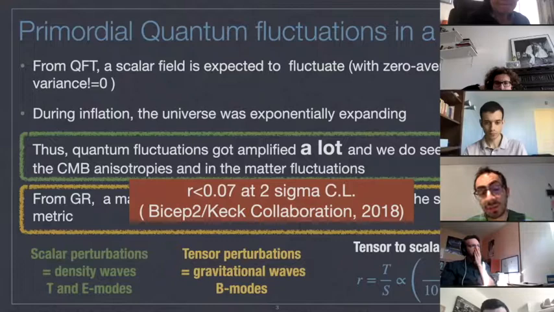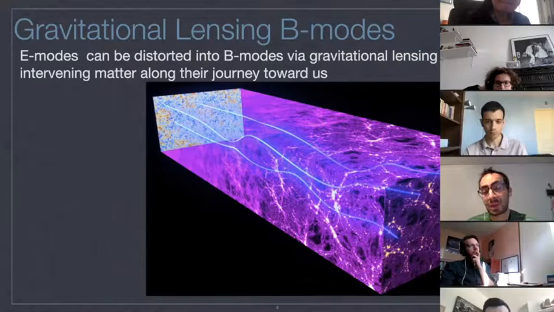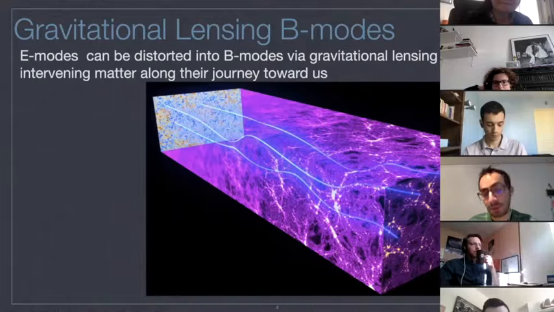At smaller angular scales, let's say the arcminute scale, there are also E modes that are distorted into B modes via gravitational lensing by intervening matter along their journey towards us. This is another source of B modes, but they are essentially on a different angular scale, so you can definitely disentangle the two if you plan to observe at different angular scales. So there are ways also to approach the lensing B modes.